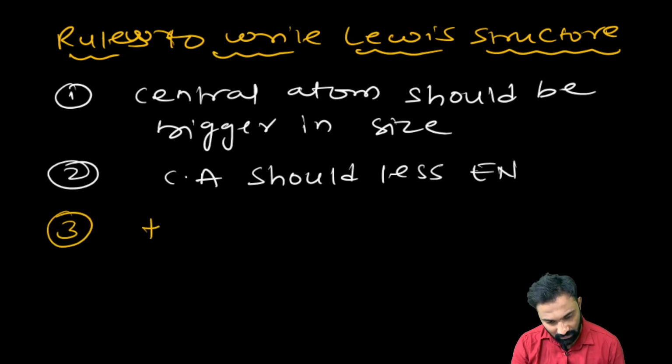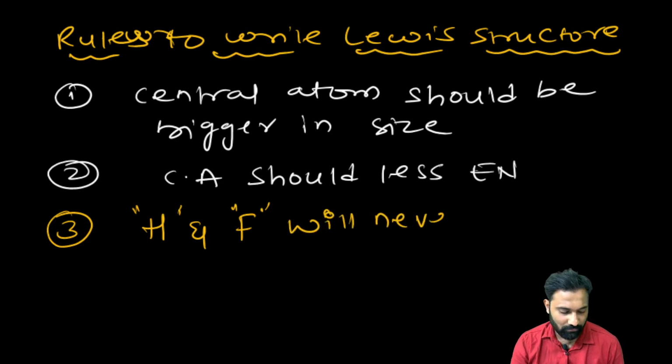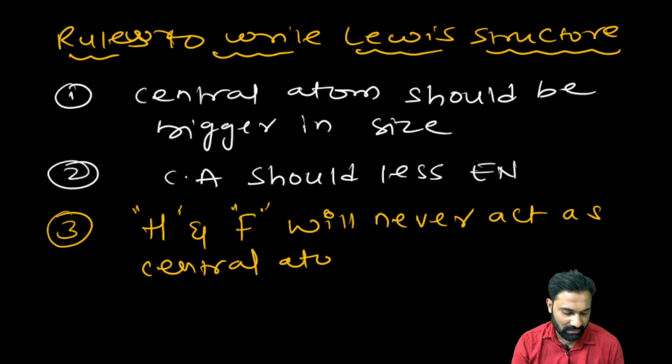Next point, third point: hydrogen and fluorine will never act as the central atom. Why? For any atom to behave as a central atom, what should it have? It should form at least 2 bonds.